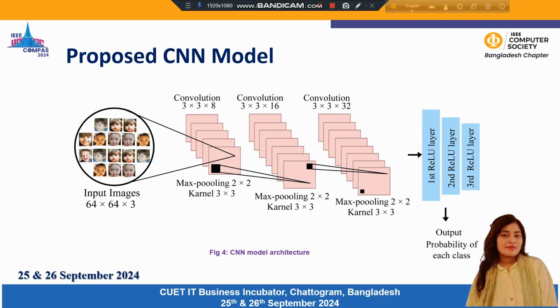We have also used max pooling layers of 2x2 pixels for reducing the dimensionality of feature maps by downsampling, and we have used a kernel of 3x3 pixels in these 3 layers. And we have also used 3 ReLU layers, which are activation functions, to get the output probability of each class.